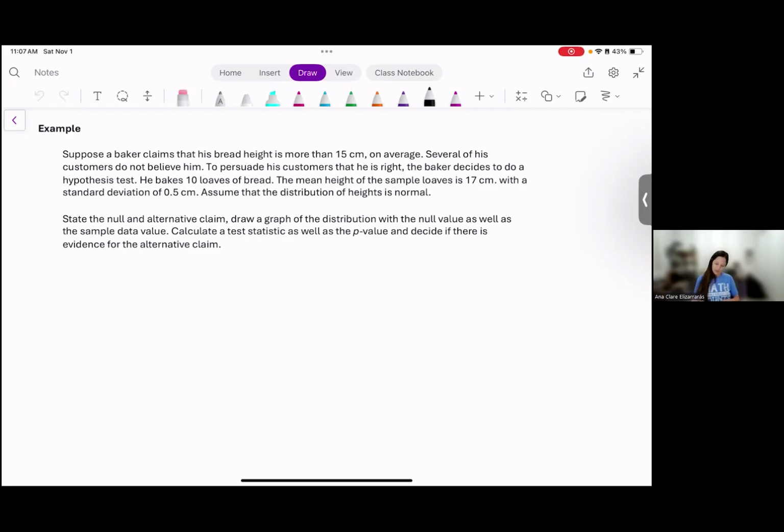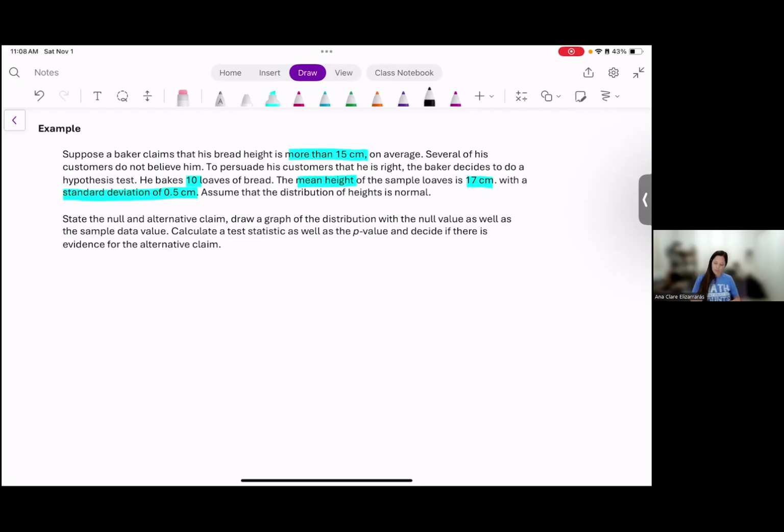Suppose a baker claims that his bread height is more than 15 centimeters on average, and several of his customers do not believe him. To persuade his customers that he is right, the baker decides to do a hypothesis test. He bakes 10 loaves of bread. The mean height of the sample loaves is 17 centimeters with a standard deviation of 0.5 centimeters. Assume the distribution of heights is normal. Okay. State the null and alternative hypotheses.